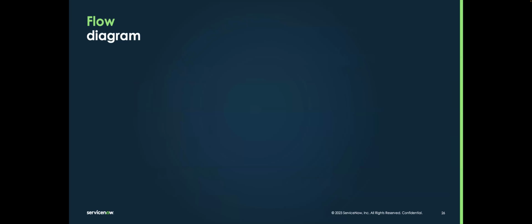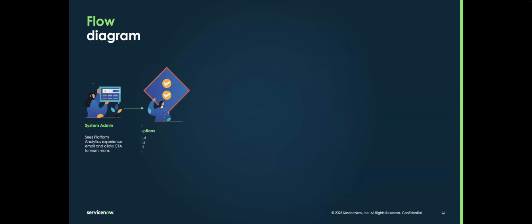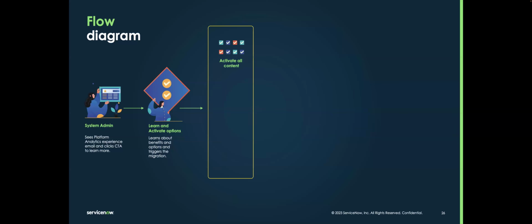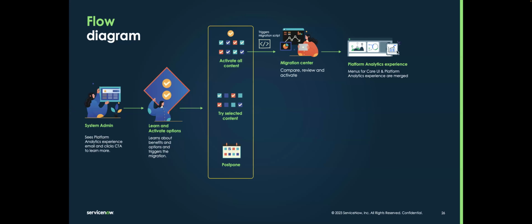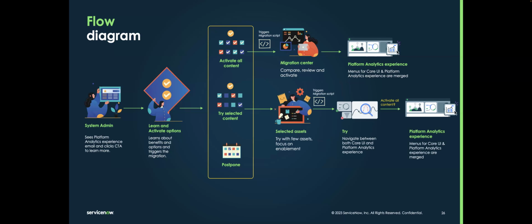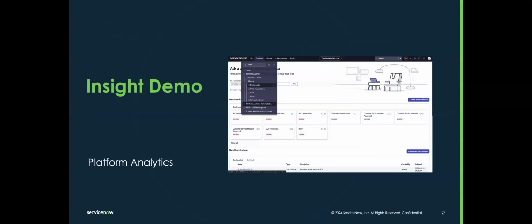So just a quick visualization of that path. Get up to speed on all of the latest knowledge and content on this migration. Then think about your migration path. Is it going to be bulk, is it going to be selected? Are we going to postpone? And then when are we actually going to do it? And then use the migration center to get everything over, or select some assets, migrate, test, and do it that way. So let's just jump in and do a little demo of those components, just to give you an idea of what we're talking about.